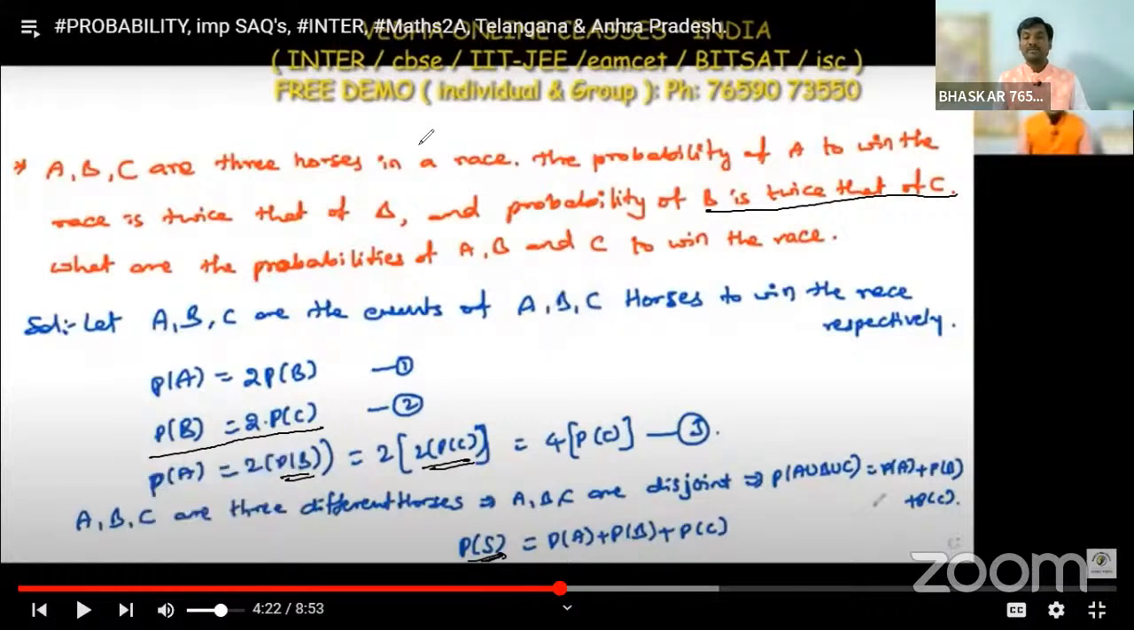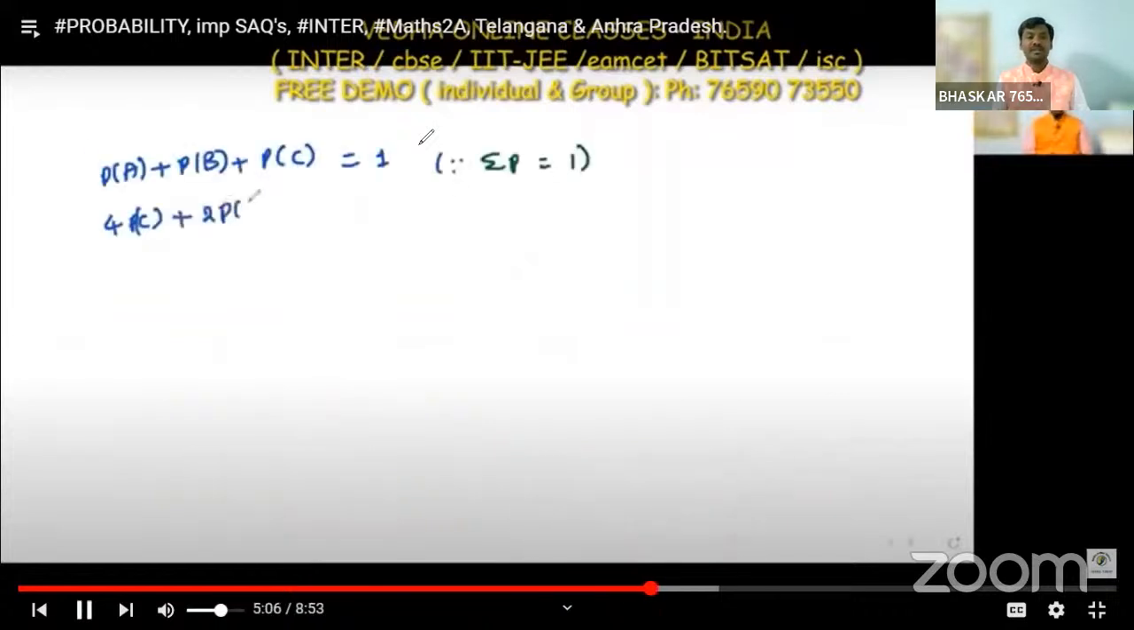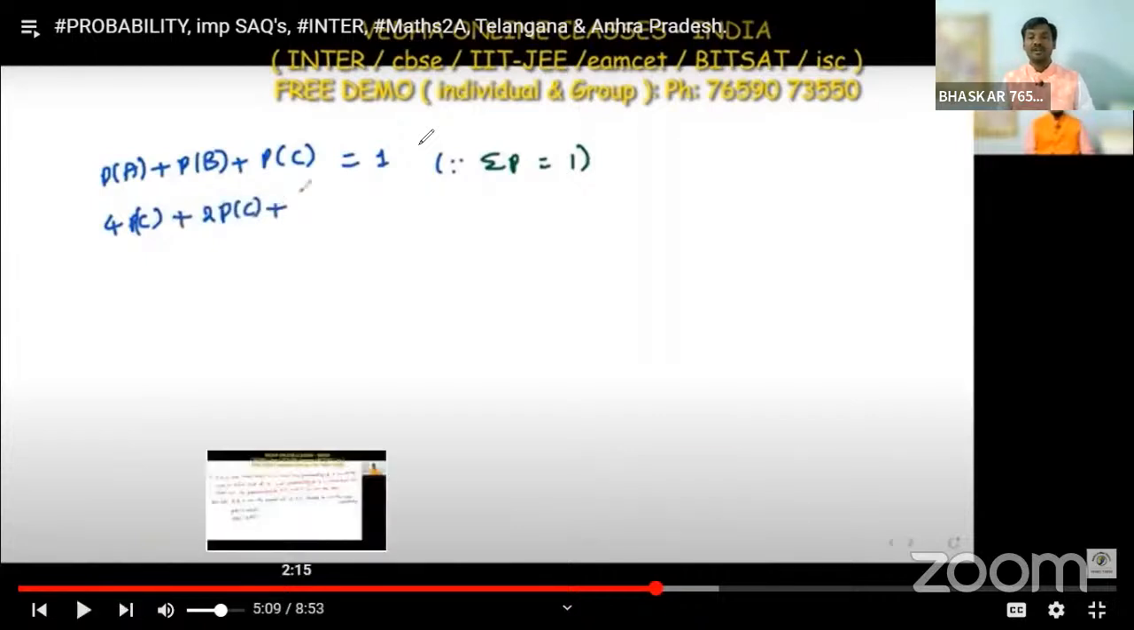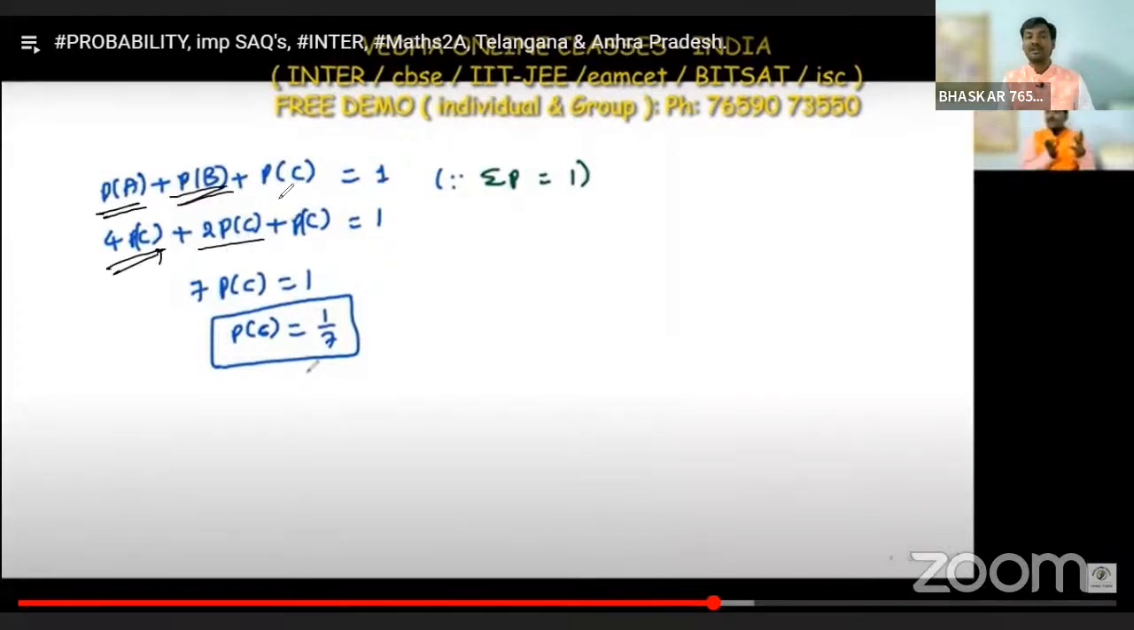So probability of A plus probability of B plus probability of C is equal to 1. Now probability of A is 4 times probability of C, probability of B is 2 times probability of C, and probability of C is probability of C as it is. This is equal to 1. So 4 times probability of C plus 2 times probability of C plus 1 time probability of C, total 7 times probability of C is equal to 1.